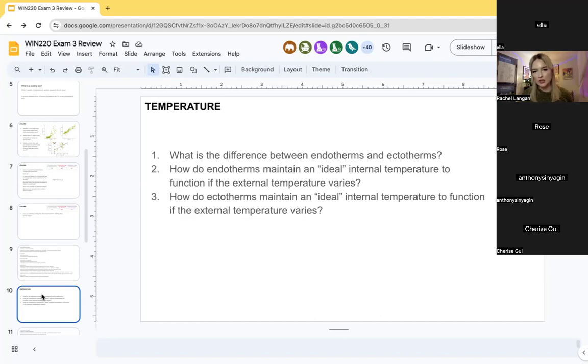And same thing, just in the opposite direction, if they're in a hot environment, right? They will decrease their metabolism, they will dilate their blood vessels, and they will sweat.